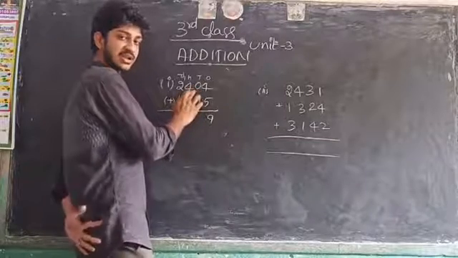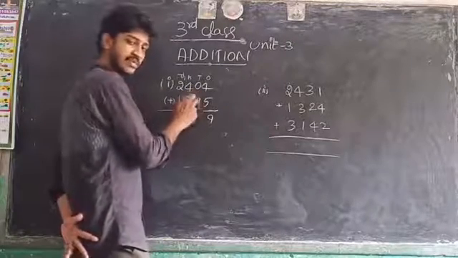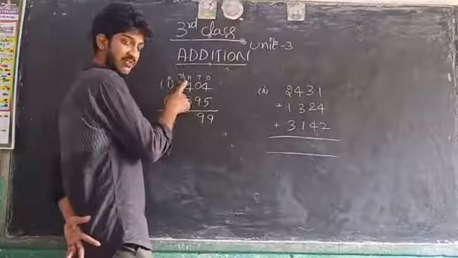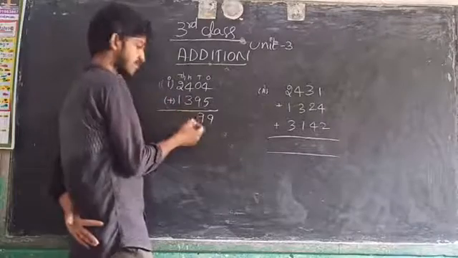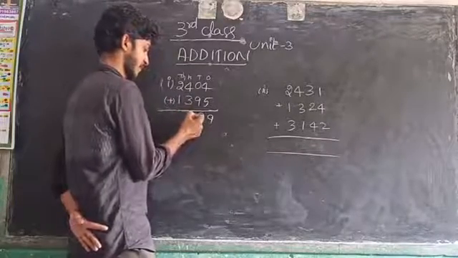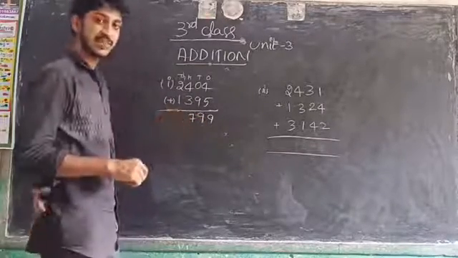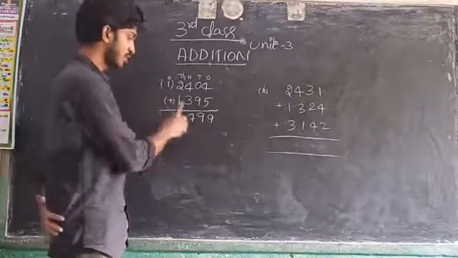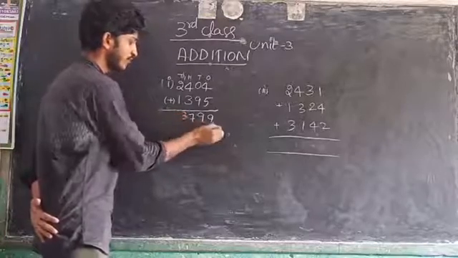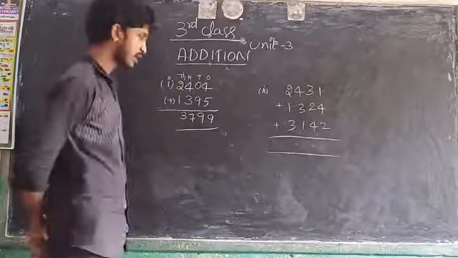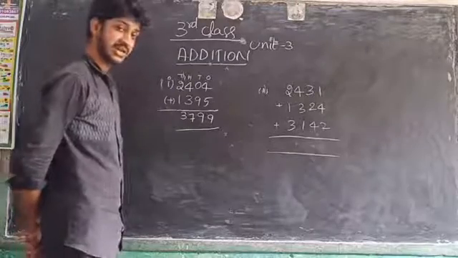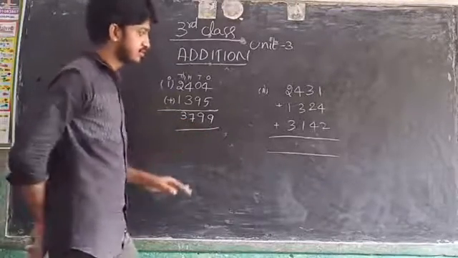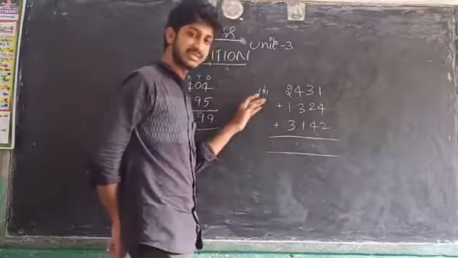In the tens place, what are the numbers we have? 0 and 9. So 0 plus 9 is equal to 9. In the hundreds place, 4 plus 3 is equal to 7. Hundreds place is completed. Now I am coming to the thousands place. We have 2 and 1. So 2 plus 1 is equal to 3. So if you add these two numbers, 2404 and 1395, the sum is 3799.